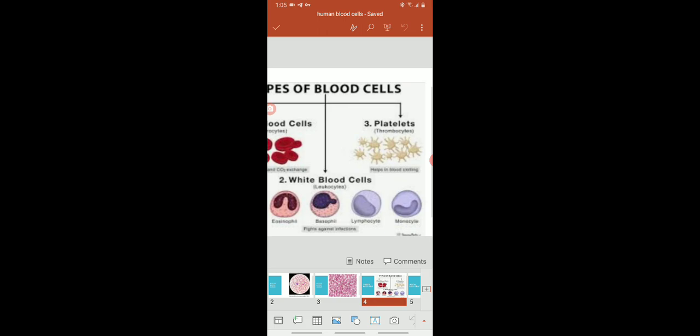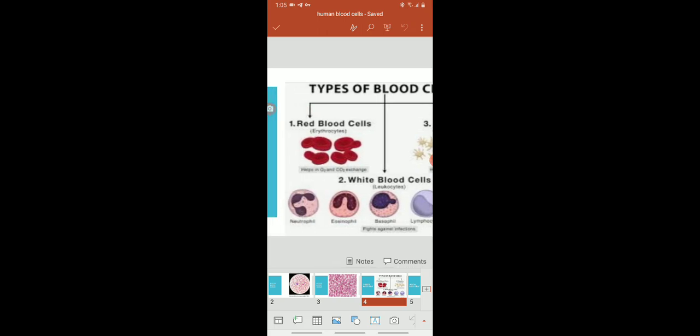Now, the first type of cell, that is neutrophils, are stained with neutral dyes, hence called neutrophils, and they have a 2 to 7 lobed nucleus, and they are phagocytic in nature. The second cell, the eosinophil, has a bilobed nucleus, and they take the eosin stain. The function of eosinophils is antihistamine, or they are detoxifying cells.